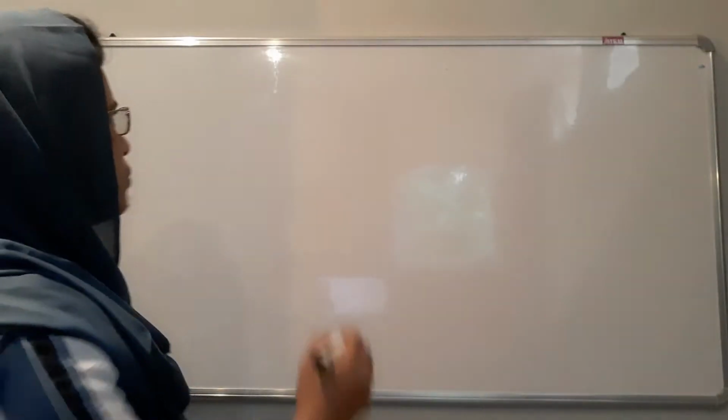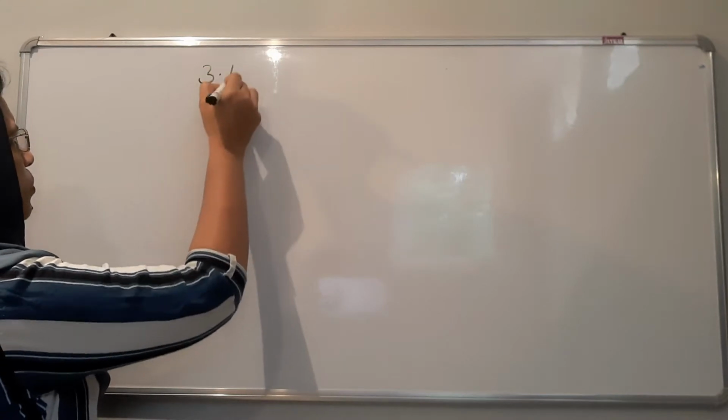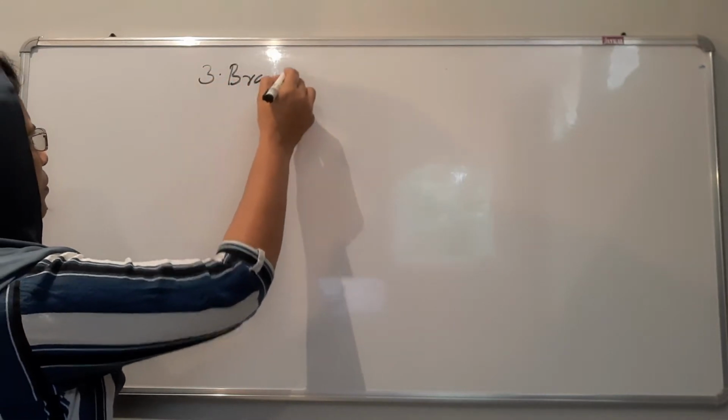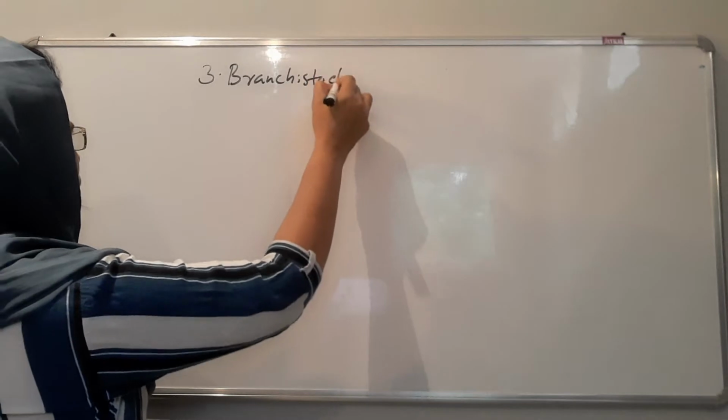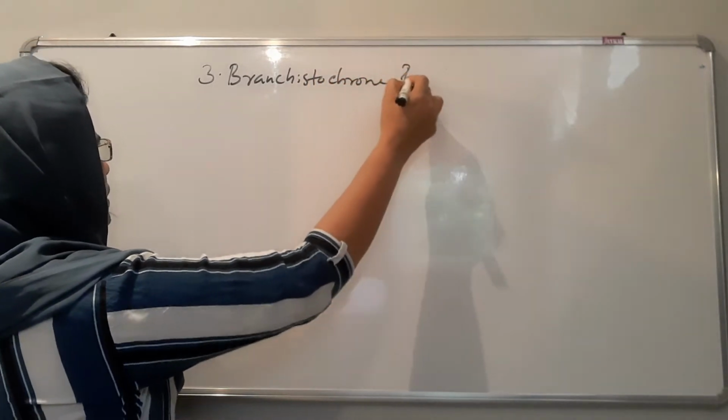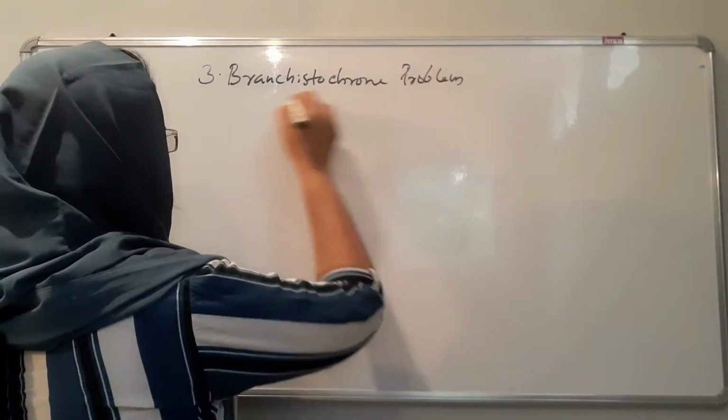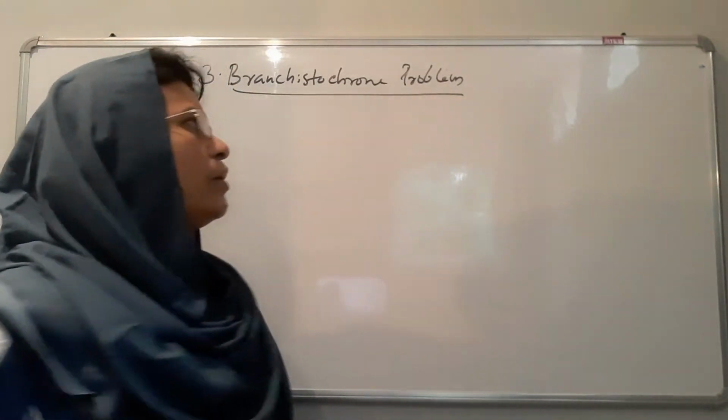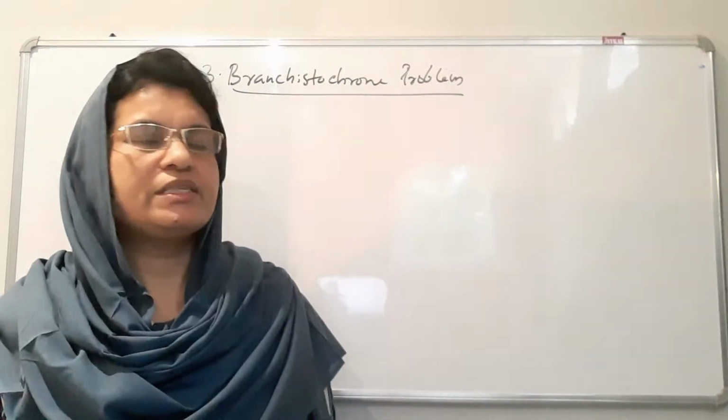The third example is called the Brachistochrone problem. That is the Brachistochrone problem. Don't be afraid of the name. It is a very simple thing.